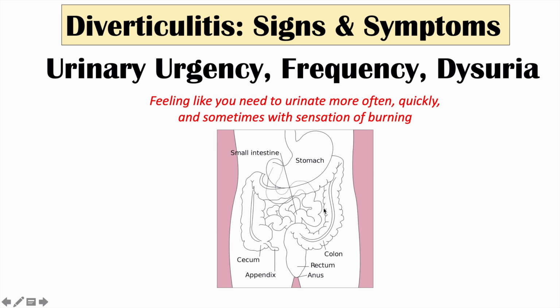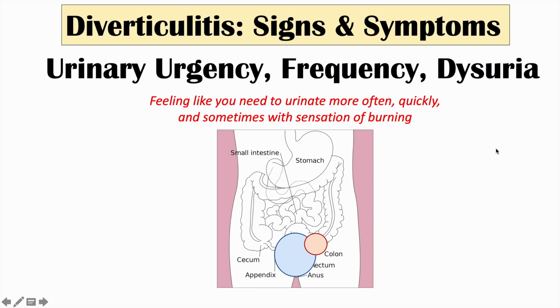The reason this happens is because a diverticula can form in the sigmoid colon, in this area here. And your bladder is in this location as well. It's actually in front of the large intestine. So if there's a very large diverticula that becomes inflamed, it can actually push on the bladder, and it can make an individual feel like they have to go pee more often and more frequently, and feel like they have to go quickly. And it can actually lead to a burning sensation as well. So this can be confused with a urinary tract infection if you were just to look at these symptoms.